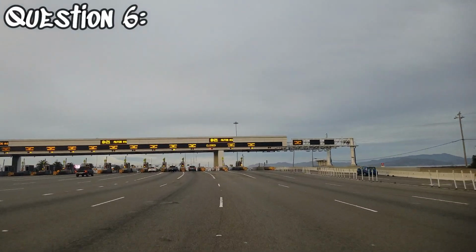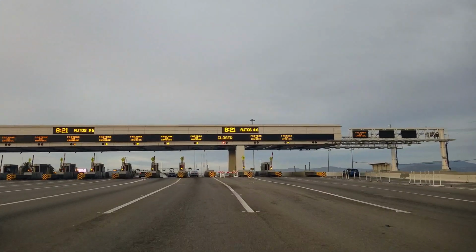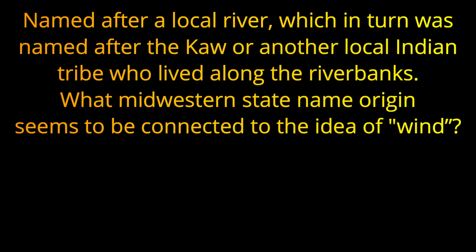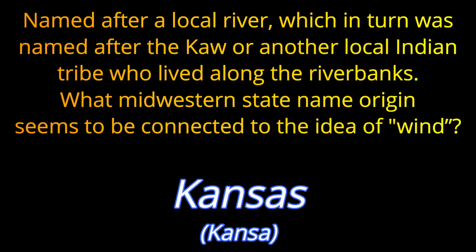Question number 6. Named after a local river, which in turn was named after the Kaw, or another local Indian tribe who lived along the riverbanks, what Midwestern state name origin seems to be connected with the idea of wind? The other local Indian tribe was the Kansas Indians. The answer is Kansas.